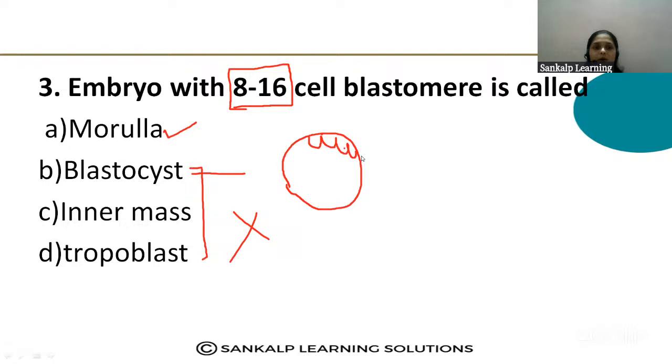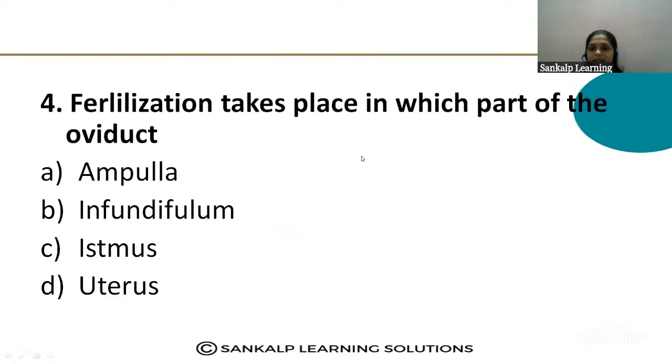Fourth question. Fertilization takes place in which part of the oviduct? Where does the fertilization take place? Ampulla, infundibulum, isthmus, uterus. In which part of the oviduct does fertilization take place? What is the correct answer?